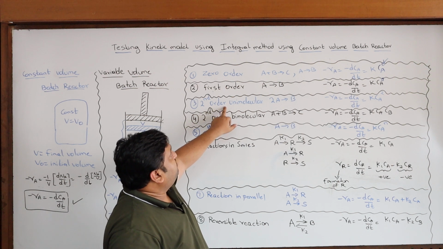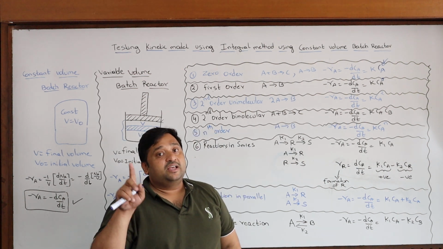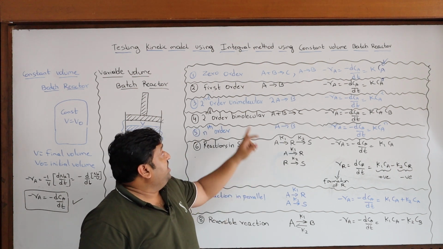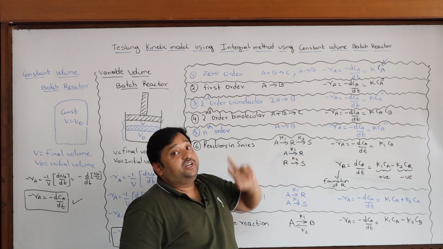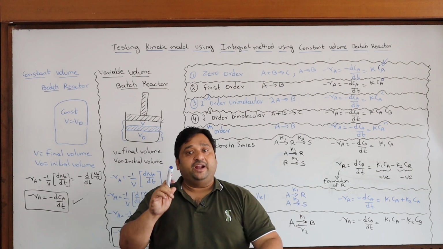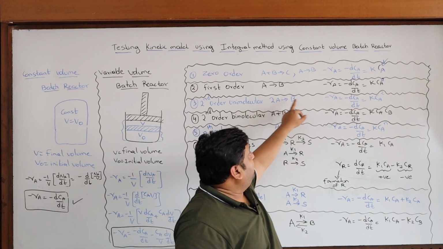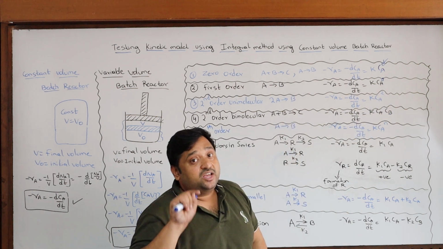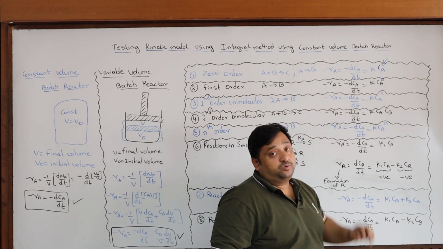Third, we will discuss the second order unimolecular reaction. Second order means you have to get power 2. Unimolecular means 2A gives rise to B, where only one molecule is reacting with another molecule of the same kind, colliding to form B. It is called a second order unimolecular reaction. That means rA is equal to minus dCA by dt is equal to K into CA square, because the stoichiometric coefficient of A is 2.